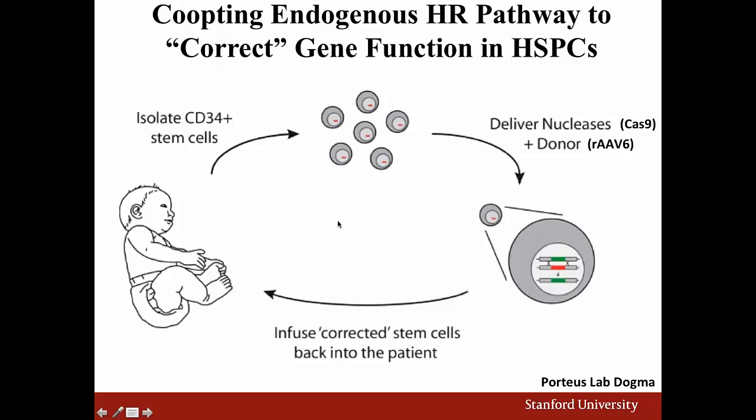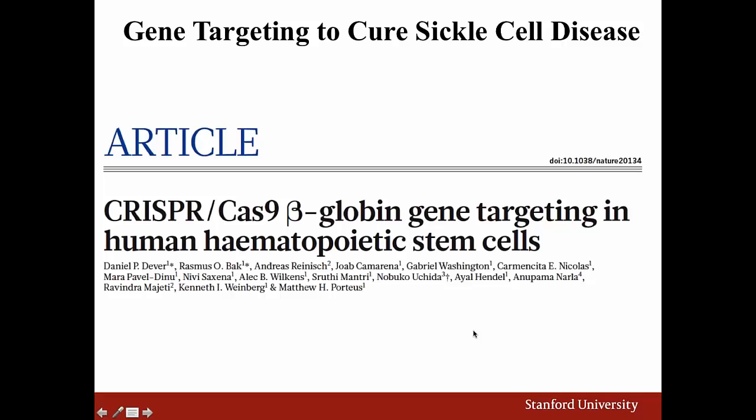Shown here is the paradigm that Dan has already gone over: could we isolate stem cells from patients and deliver a nuclease, in this case Cas9, and also a homologous donor template, in our case by recombinant AAV6, and change bad genes for good genes and then infuse these corrected stem cells back into the patient. We were lucky enough to do this particularly well at the beta globin locus in hematopoietic stem cells last year using this gene targeting approach, and the details can be found here.